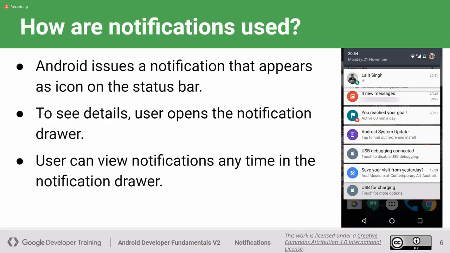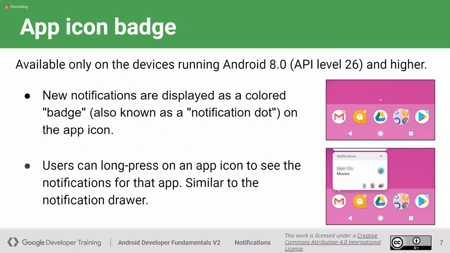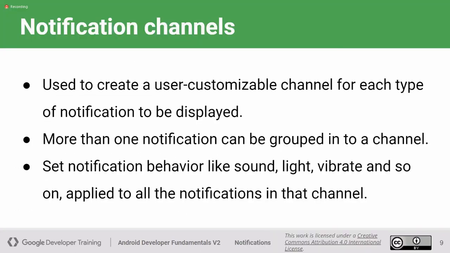So how are notifications used? Notifications will have your user's attention. Okay. So whenever you display a notification, you are grabbing the attention of the user. These notifications would generally get displayed on the notification drawer. And from Android 8.0, that corresponds to API 26, we have got notification badges introduced. By long pressing on it, we will see the notifications from that particular application. We can also cancel them, by the way. Cancel the notifications.